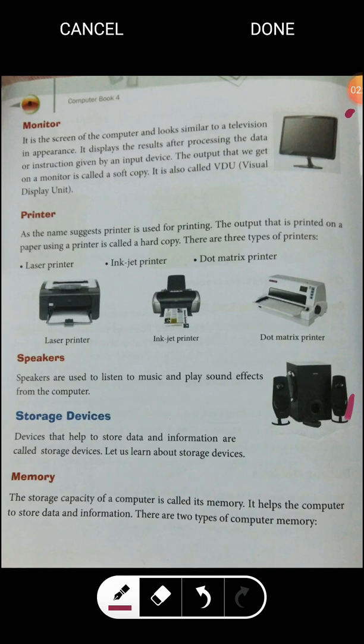The output that we get on a monitor is called a soft copy. So whatever result is shown on the screen of the computer is called a soft copy, not a hard copy. A hard copy we can touch, but a soft copy we cannot touch. Can you touch the feelings? No. In the same manner, whatever result is shown on the screen, we cannot touch, and that's why it is called a soft copy.